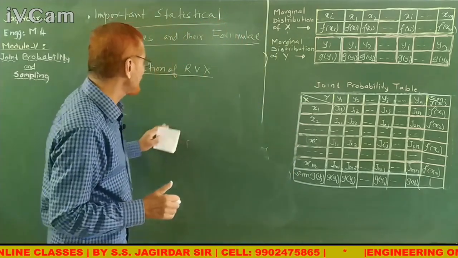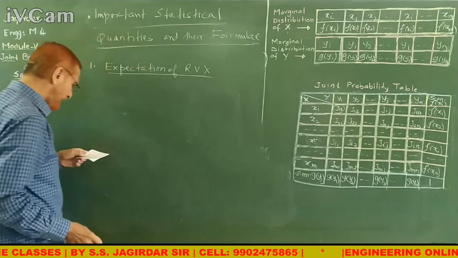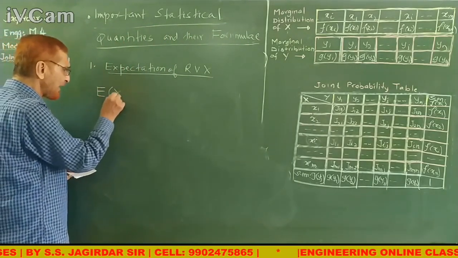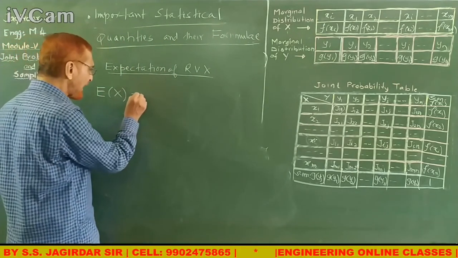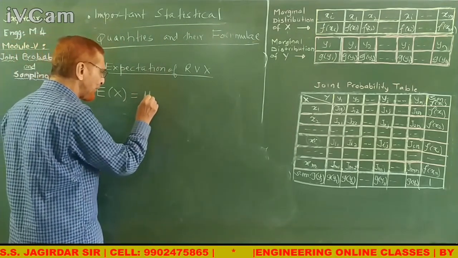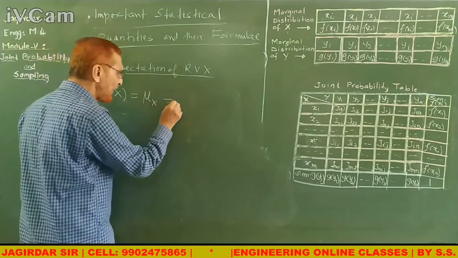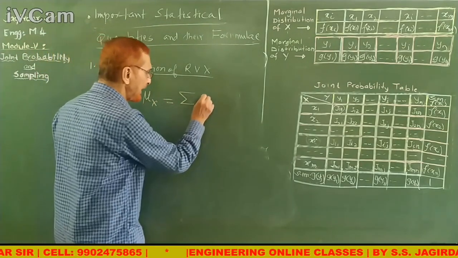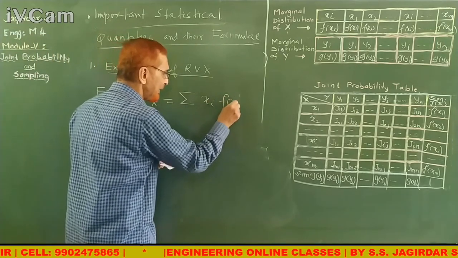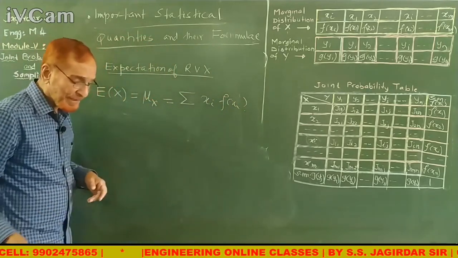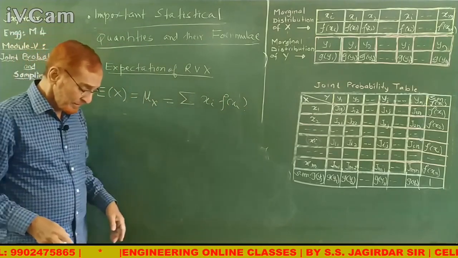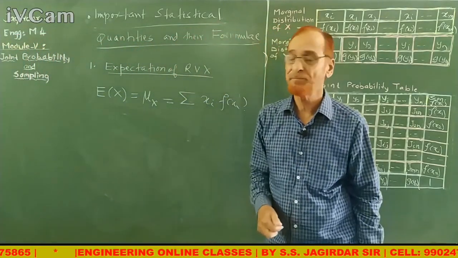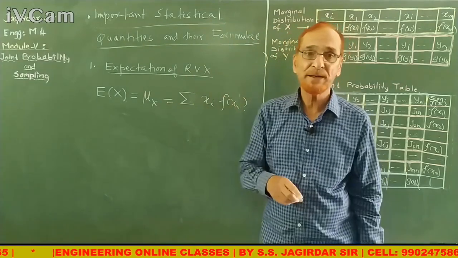So, what are the symbols and formulas? Please see here. The symbol for this is E of capital X, or another very important symbol is mu X, and the formula is sigma XI FXI. Now, to calculate the expectation of X, this formula has to be worked out.